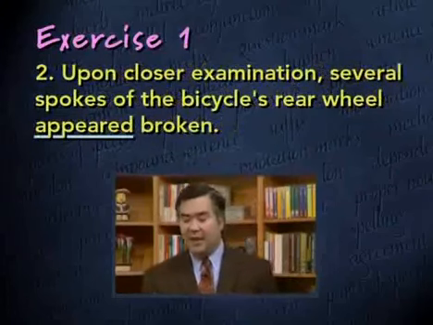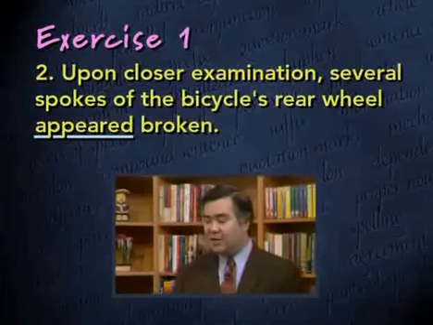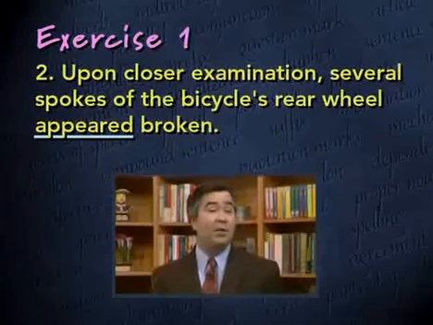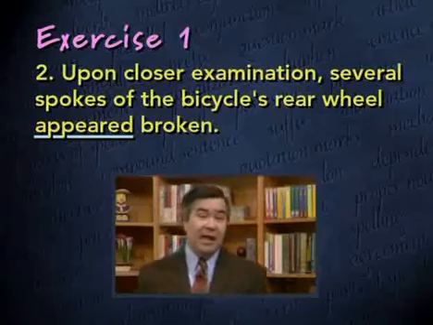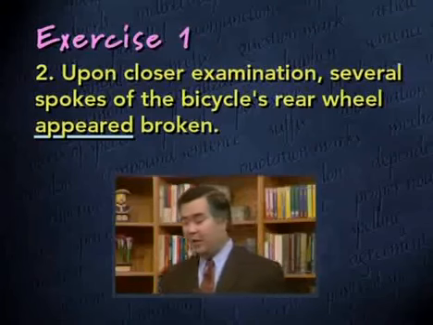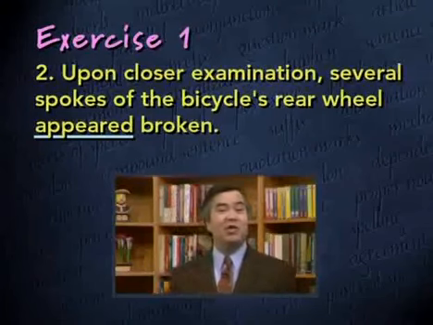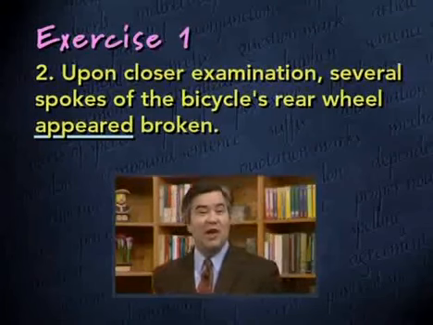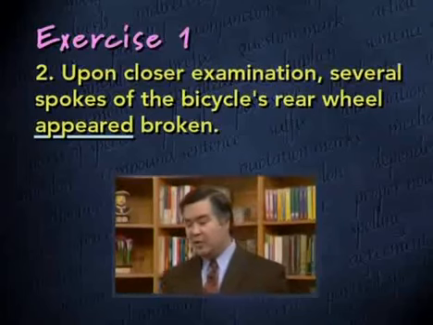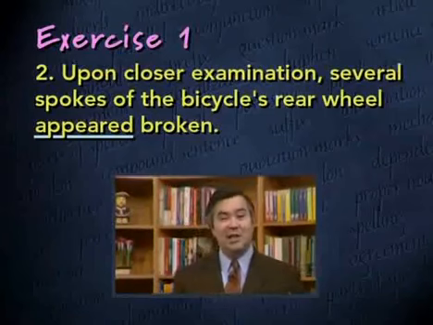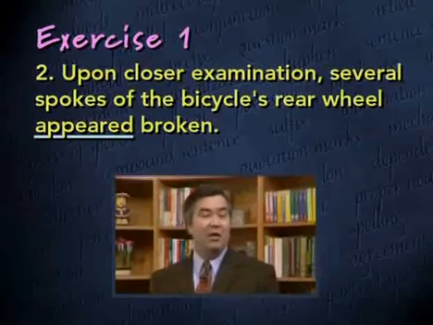Upon closer examination, several spokes of the bicycle's rear wheel appeared broken. In this sentence, the verb appeared is underlined. Let's begin by asking, what's the subject of the verb appeared? The answer is the word spokes. Don't be misled by the fact that several words come between the word spokes and the word appeared. It's the spokes that appeared broken.